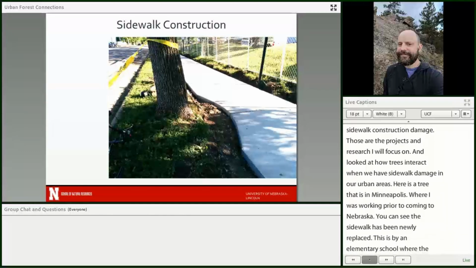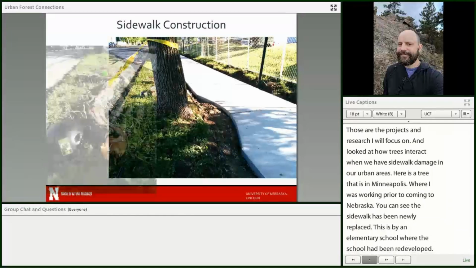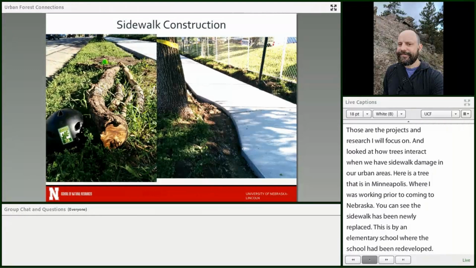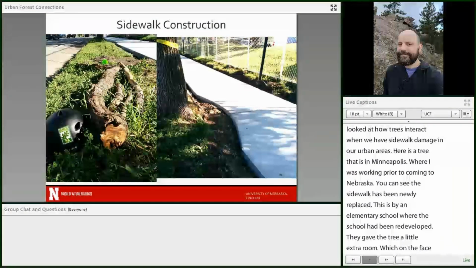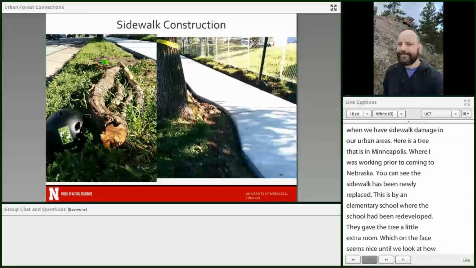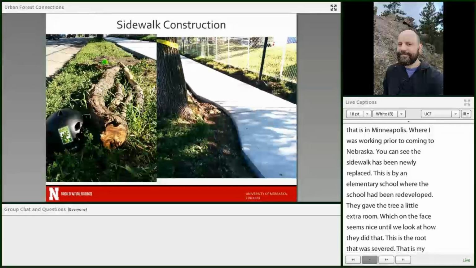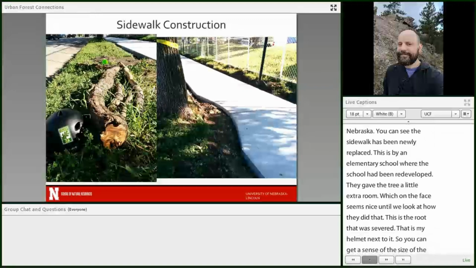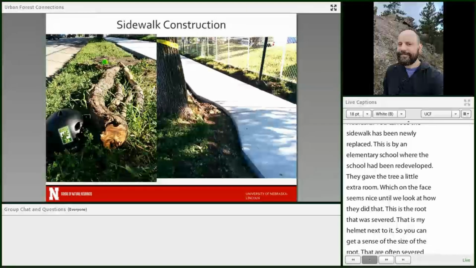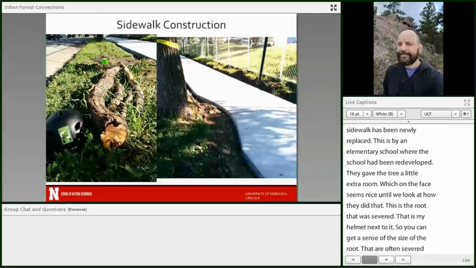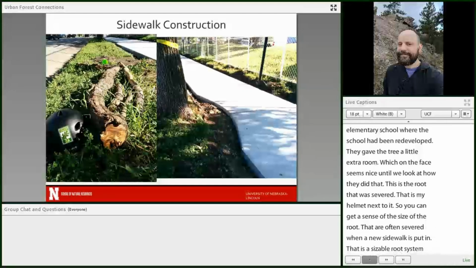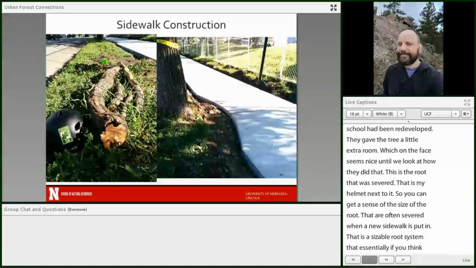And you can see that basically they gave the tree a little extra room, which on the face of it seems pretty nice until we look at how they did that, right? So this is the root that was essentially severed, and that's my helmet next to it, so you can really get a sense of the size of the roots that are often severed when new sidewalk panels or these sidewalk arches are actually put in. That's a sizable root system that essentially, if you think of the root system of a tree in a boulevard space as having sort of 4 sides to it, this is clearly 1/4 of that side of the tree.